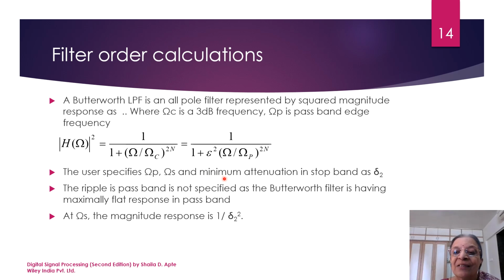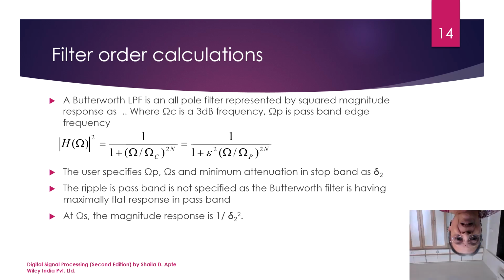in the passband is very small. So there is no ripple at all, and the attenuation also is very small. Because it is maximally flat in the passband, we don't consider epsilon. We consider this equation only for Butterworth filter. The ripple in the passband is not specified as the Butterworth filter has maximally flat response in the passband. And at omega s, that is the stop band, the magnitude response is 1 upon delta 2 square, where delta 2 is the ripple in the stop band.